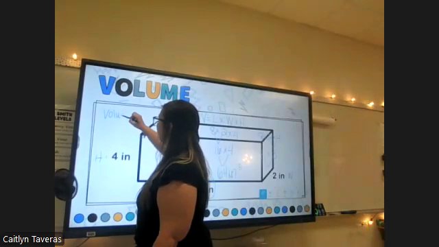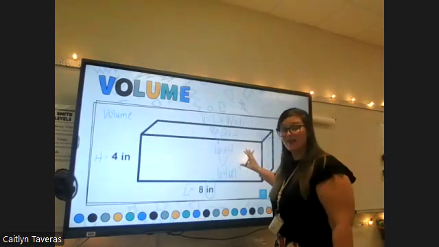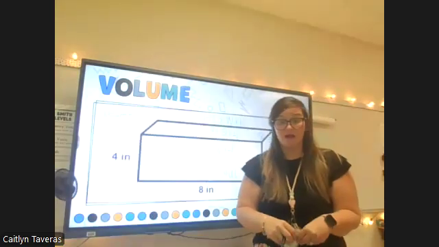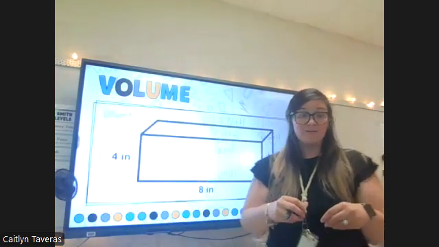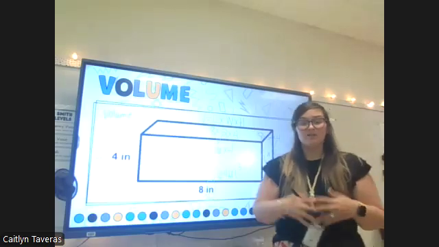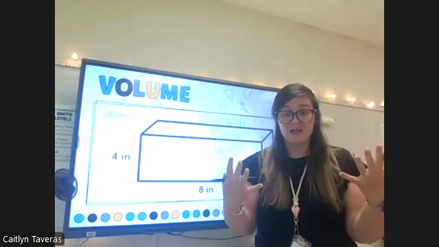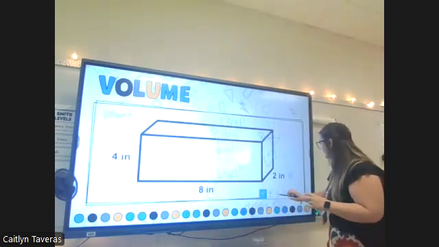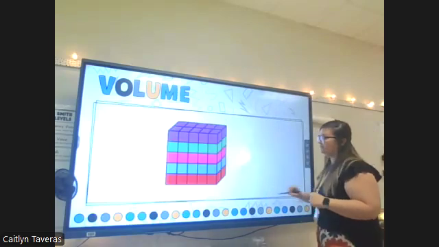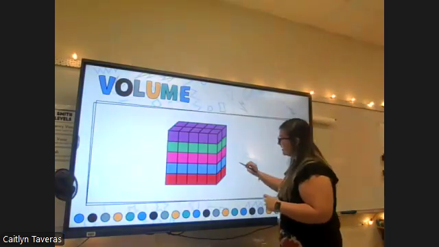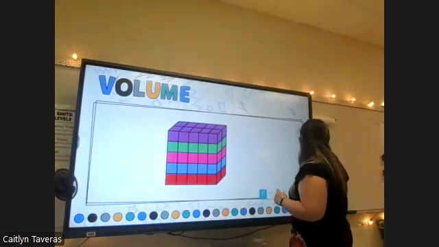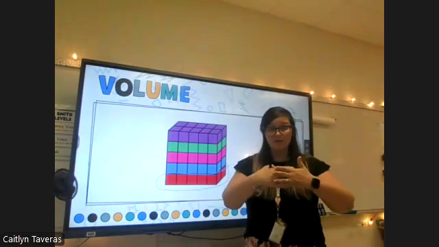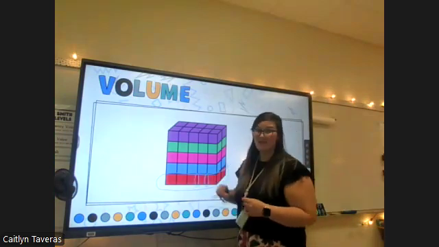Volume is the amount of space that is taken up within our right rectangular prism. It's how much space is inside of it to fill up. When we fill the volume of our right rectangular prism up, we want to make sure there's no overlaps and no space left over. It has to be perfect layers, like we talked about on that first slide. Each layer is filled in. The cubes are not overlapping, and there's no space in between them.